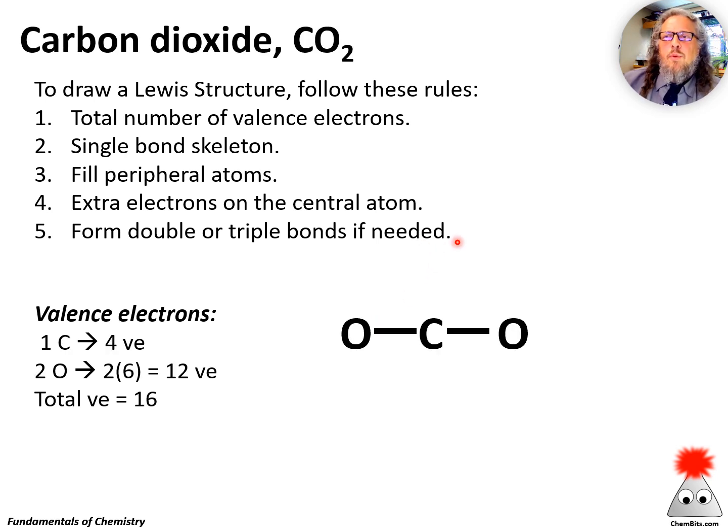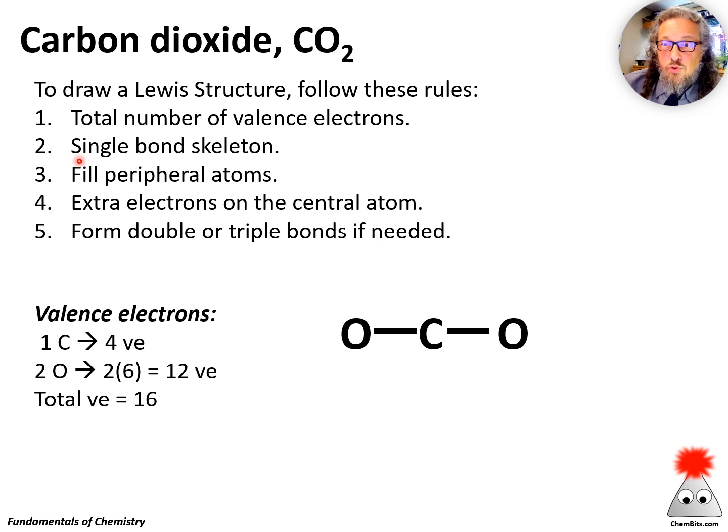Another example, how about carbon dioxide, another one that we talked about in our nomenclature. Total number of valence electrons. I've got 1 carbon, 4 valence electrons. I've got 2 oxygens, each with 6 valence electrons for a total of 12. Add those up, I've got 16 valence electrons available for my structure.